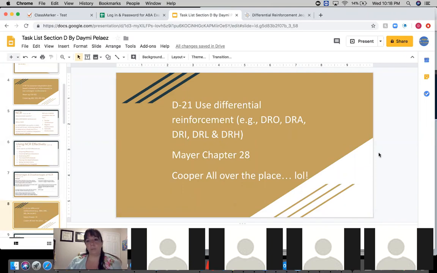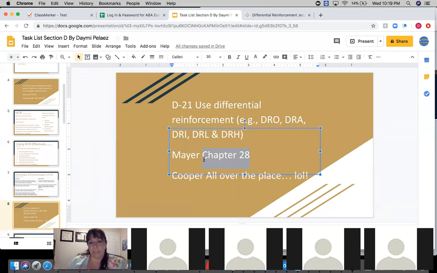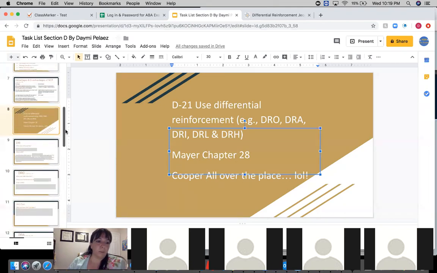All right, so now we're going to move on to D21, which is use differential reinforcement, which is DRO, DRA, DRI, DRL, and DRH. So Mayer is strictly chapter 28. That is all they talk about in chapter 28. But in Cooper, it is everywhere. I did not have space to write all the pages because it was so much. So what I did was, on every slide, I put where I got the information from, because if I listed it here, it would be beyond this page. Okay, so let's move on.